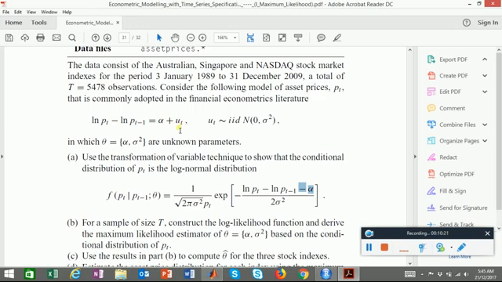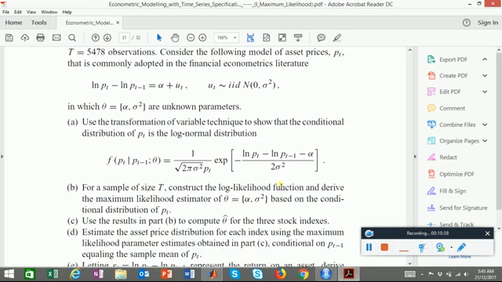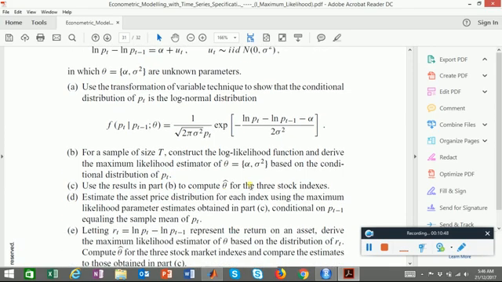Okay, we probably have an idea that u is the residual. It's not mu, I'm sorry, u is the residual because the mean is 0 and the variance is sigma square for the residual. For a sample size of T, construct the log likelihood function and derive alpha and sigma square, the mean and sigma square, based on the conditional distribution. Use the results to compute theta hat for the three stock indexes. Estimate the asset price distribution for each index using maximum likelihood.